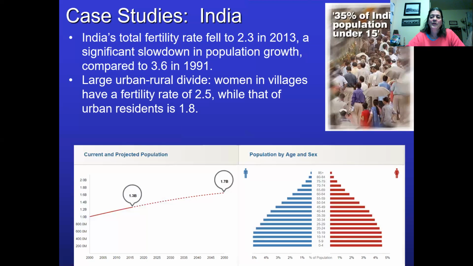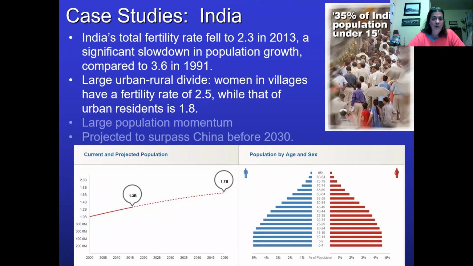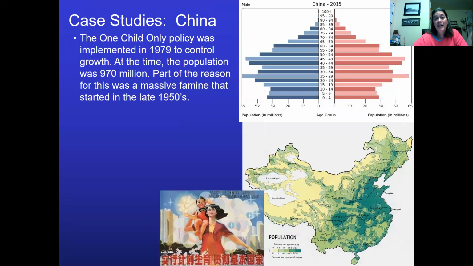So there are differences depending on where you are living in India. They have large population momentum, which I believe we talked about in the last lecture, which is because they have such a large young generation. 35% of India's population is under 15. Even though their fertility rates have come way down, they're still going to be increasing their population for decades to come.